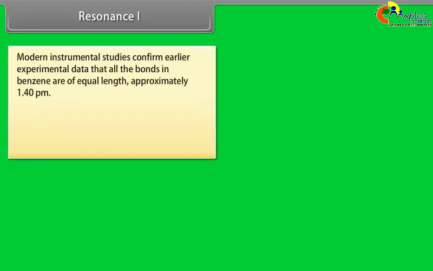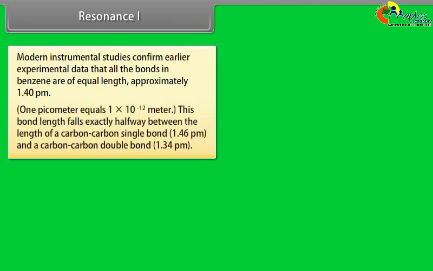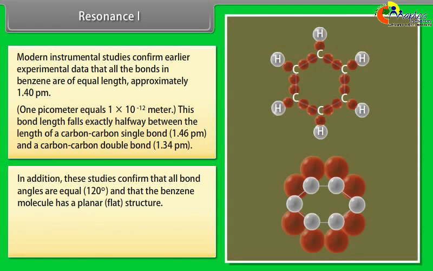Resonance. 1. Modern instrumental studies confirm earlier experimental data that all the bonds in benzene are of equal length, approximately 1.40 picometer. 1 picometer equals 1 × 10^-12 meter. This bond length falls exactly halfway between the length of a carbon-carbon single bond, 1.46 picometer, and a carbon-carbon double bond, 1.34 picometer. In addition, these studies confirm that all bond angles are equal, 120 degrees, and that the benzene molecule has a planar or flat structure.